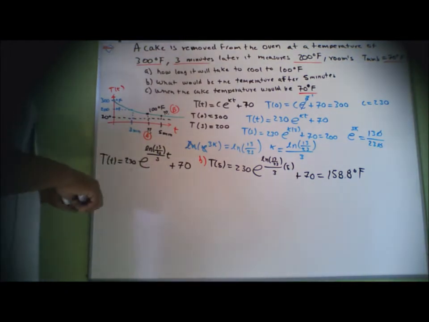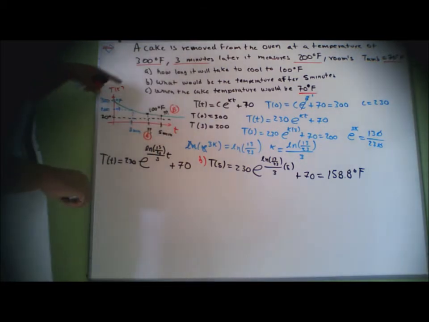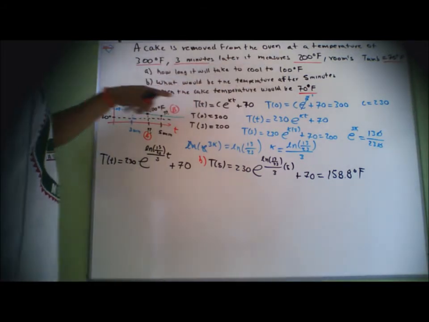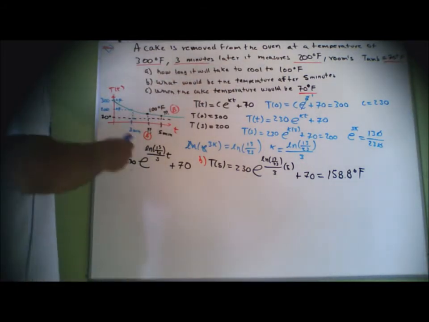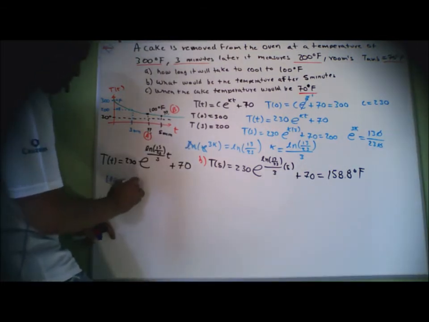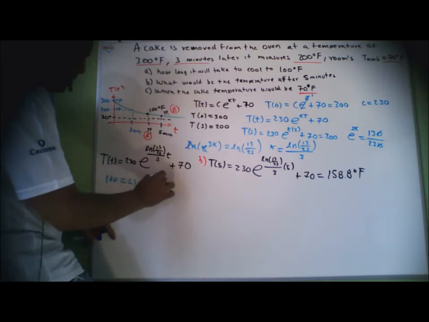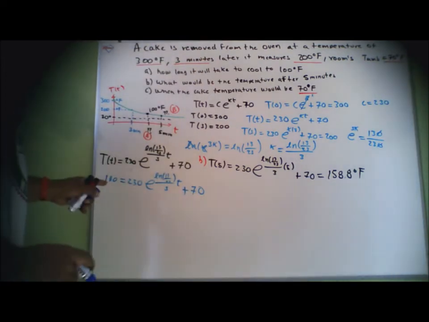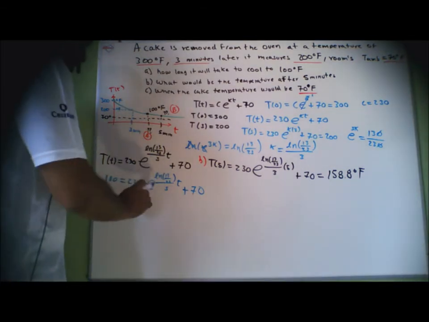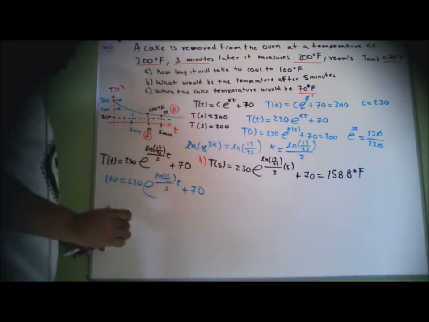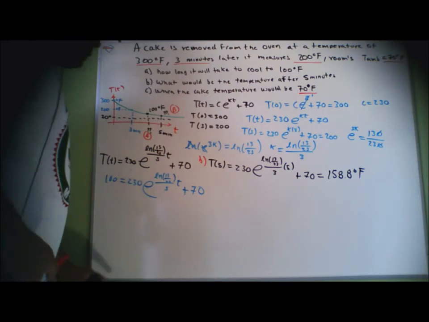Now, for part A, they are giving us the temperature and we have to calculate the time. So we replace the temperature here: 100 equals 230 times the exponential of the natural log of 13 over 23 divided by 3, times the time, plus 70. And from there we have to clear the time. Now this is inside the exponential.